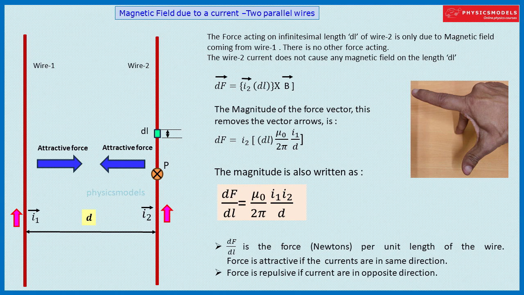Now if you do dF by dl, which is the force per unit length of the wire 2, you will get, as written here, mu0 by 2 pi into I1 into I2 by d. So this is another way of representing the magnetic force, this magnetic force per unit length. But we can also just stay with dF itself. Now just a note that if the currents are in opposite directions, then the force between the two wires will be repulsive. Here when we say dF, we are only speaking about the magnitude of the force.